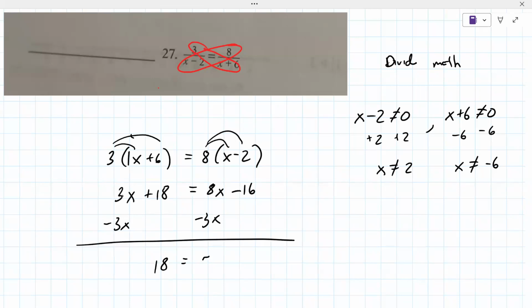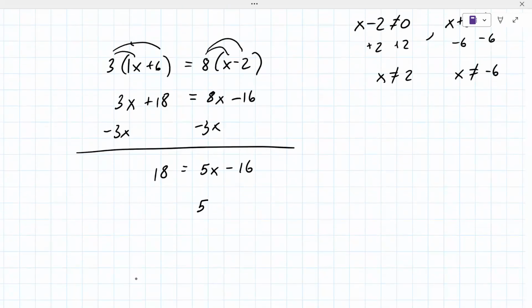So 18 equals 5x minus 16. And here's what I'm going to do here. I'm going to make this look more like the problem you did in number 12. Go ahead and solve this from here. It's exactly like number 12.